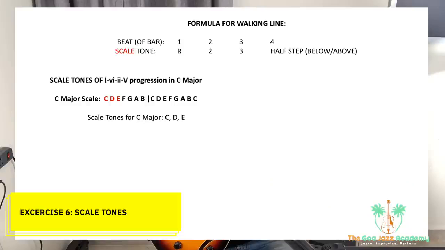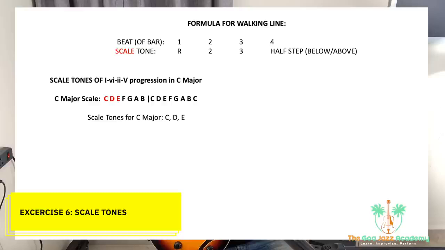स्केल टोन्स को आइडेंटिफाई करने के लिए I am going to show you a simple system. हमारे बेस लाइन के लिए in a bar we need a root, a second degree and a third degree of a scale, right? So the scale has to relate to the chord that it is related to. For the first bar, it's C major. So C major में we need the first, second, and third scale degrees.